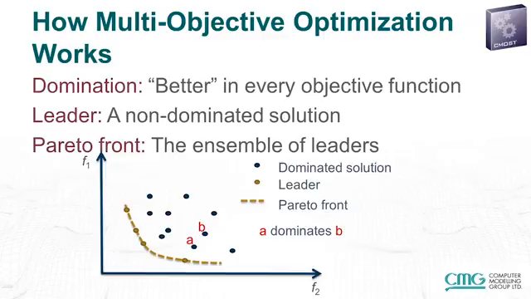So in this plot we can see we're trying to minimize both function 1 as well as function 2. If we compare case A to B, A is always better than case B since it's better in both function 1 as well as function 2. Along the Pareto front or the leader front, we can see that there's no case that is better in both objective functions for all of these cases.